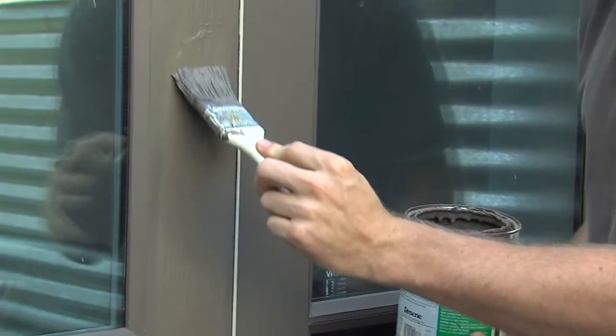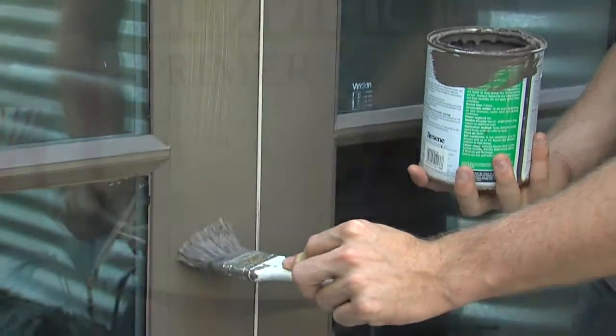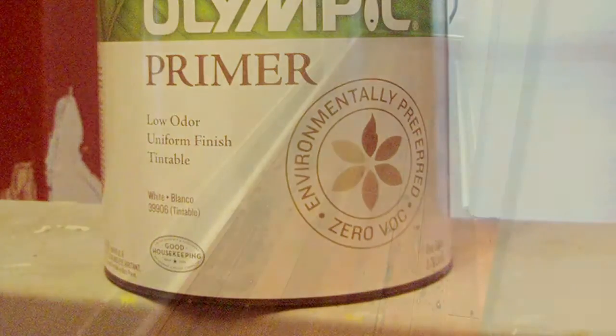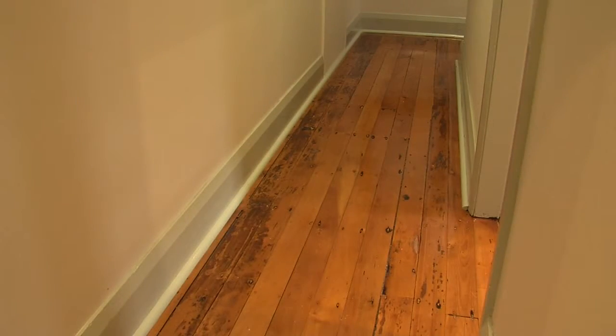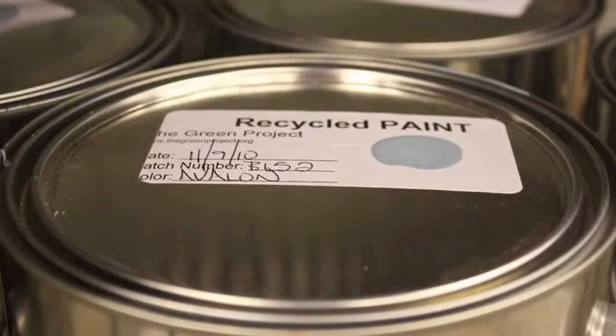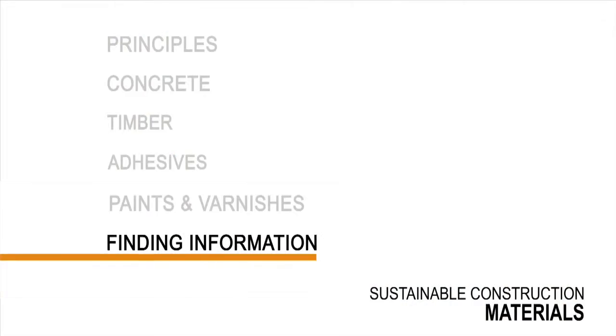Paints and varnishes generally contain VOCs. Choose low VOC paints, stains and varnishes. These are all readily available. Some paints have additional green credentials. For example, they might contain recycled content. Check the options with your supplier.